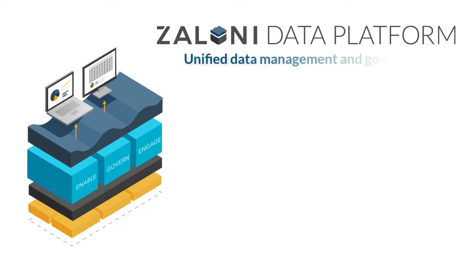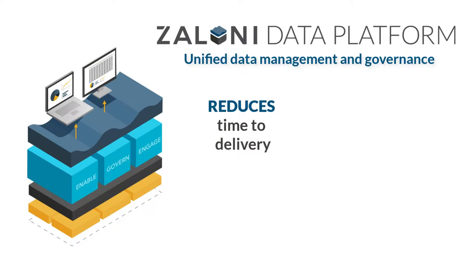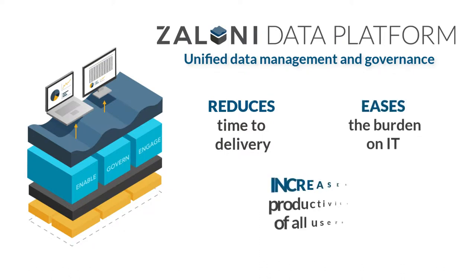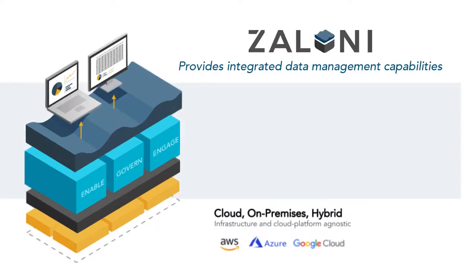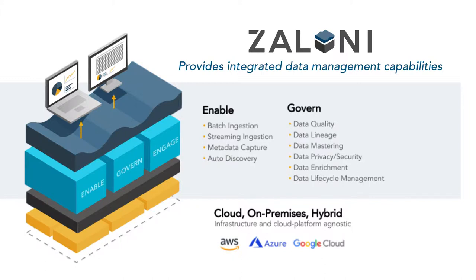Today we will illustrate how Zaloni provides a unified data management and governance platform that reduces time to delivery, lessens the burden on IT, and increases the productivity of all users who want to consume consistent, accurate, and reliable data in their data lake. The three parts of our methodology include enabling the environment. This includes ingesting a variety of data at scale, operationalizing and governing the processing and transformation of this data, and finally, engaging the business with a global data catalog that provides all users the ability to easily find and provision relevant data for their operational and analytic use cases.